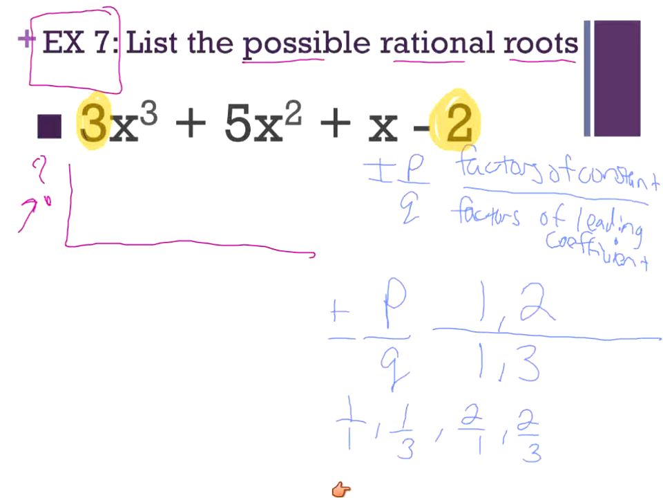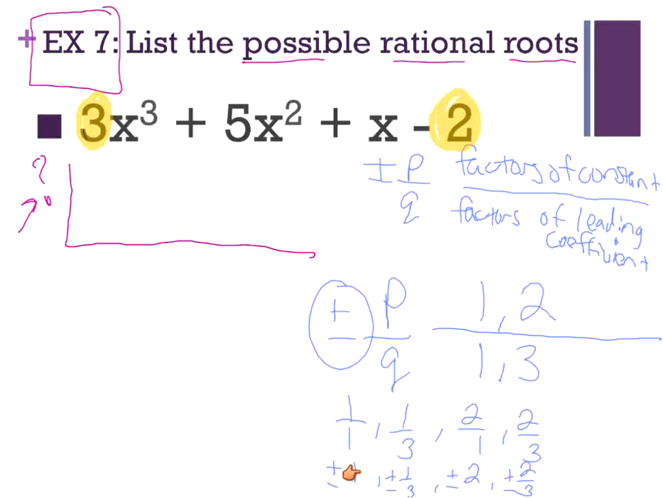Here are my 4 answer options. Let's reduce this a little bit. 1 over 1 looks funny, so I can really say 1, 1 third, 2, or 2 thirds. Are we okay with me doing that? I just took the 1 away from my denominator. And all of my answers could be plus or minus.